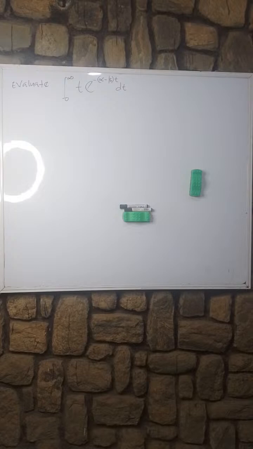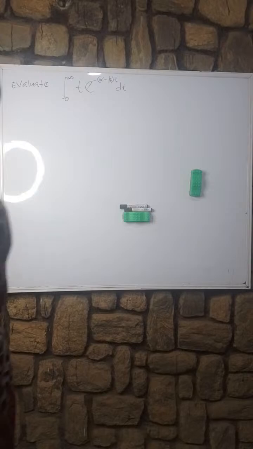Yeah, tonight we are going to solve a series of problems. Is that clear? We'll solve a series of problems tonight. So on the board we have the integral from 0 to infinity of t exponential minus open bracket alpha minus beta close bracket t dt. So let's consider this.